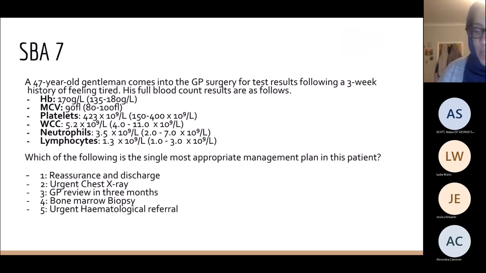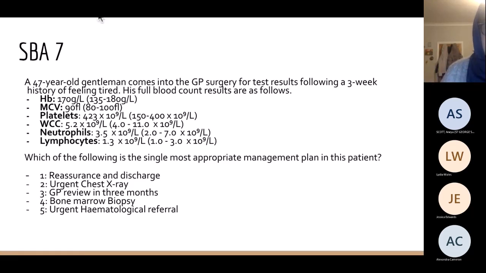Two more SBAs, guys. A 47-year-old gentleman comes into the GP surgery for test results following a 3-week history of feeling tired. His full blood results are as follows. Which of the following is the single most appropriate management plan in this patient? I'll give you guys a bit of time to answer this question.